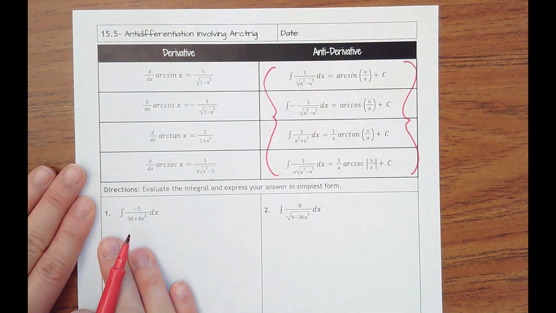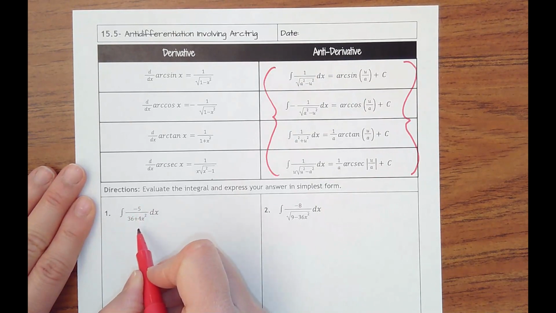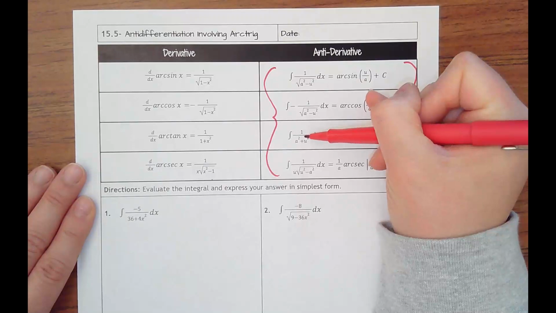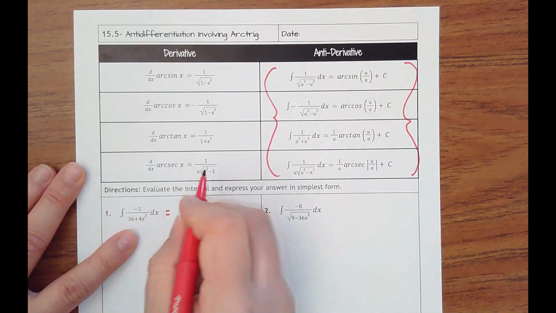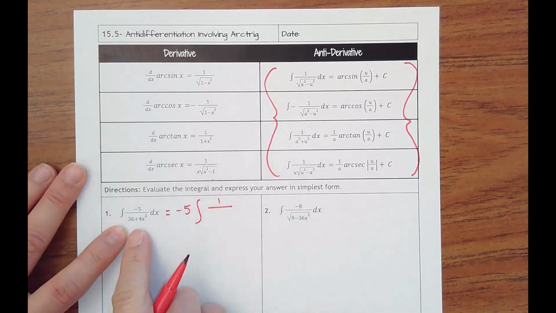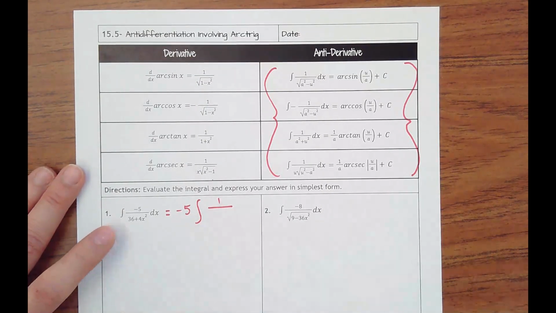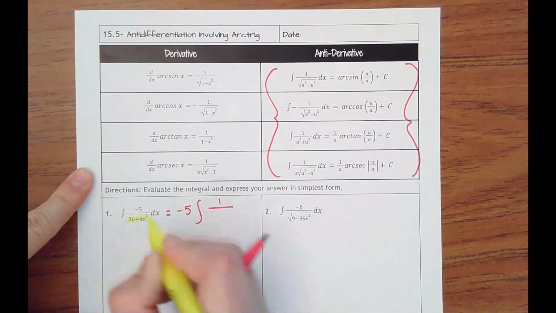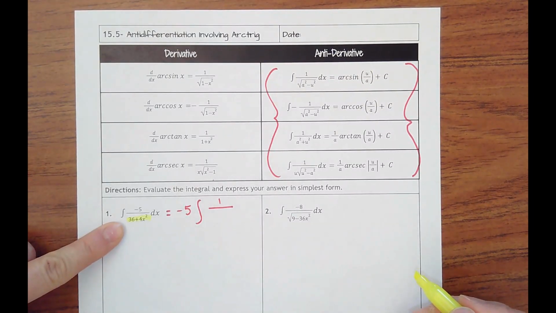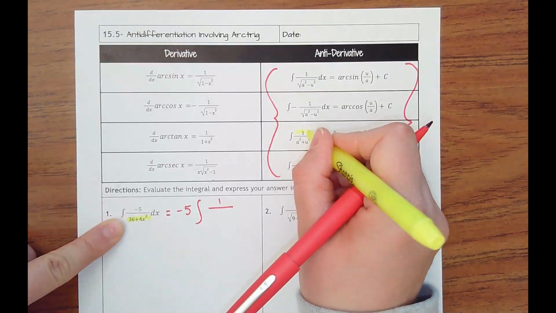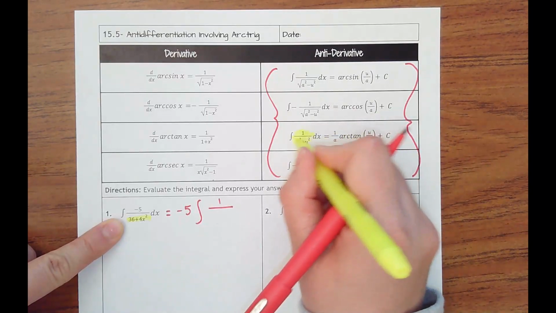So our first one is the integral of negative 5 over 36 plus 4x squared dx. First of all, I noticed that all our numerators have a 1 in them. So I would like to factor out the numerator of negative 5 so that I have 1. Then I'm looking at what template this looks like. I have a number plus something with x squared, and I should notice that 36 is also a perfect square. When we have addition in the denominator, that goes with arctan. So we're going to be using this one.